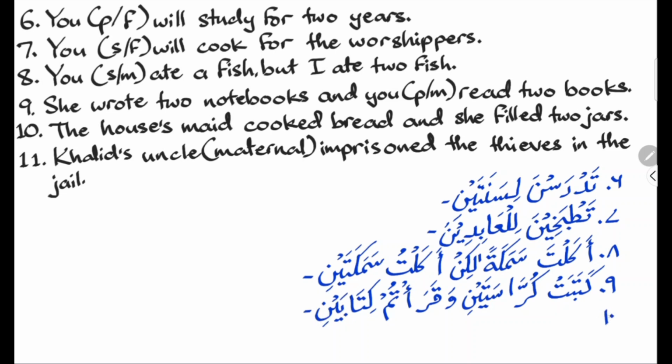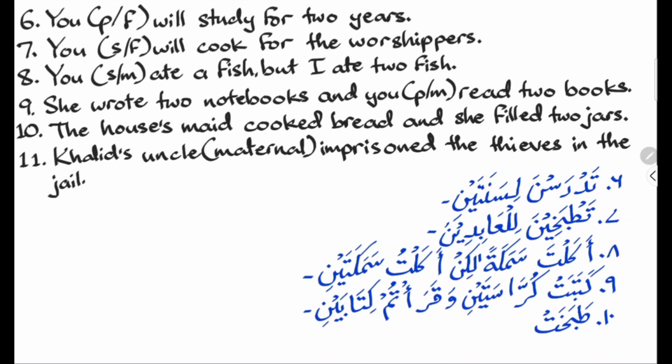Number 10. The house's maid cooked bread and she filled 2 jars. Let's take the word cooked because that's the fi'l. It's the verb that's going to come first. Cook in Arabic is tabakha, but the fa'il here, the house's maid, is feminine. So obviously the sigha of cook has to be feminine, meaning wahid mu'annath ghaib from tabakha, which is tabakhat. Tabakhat.